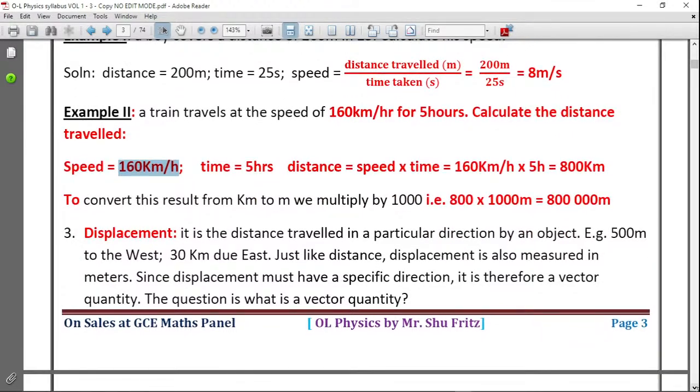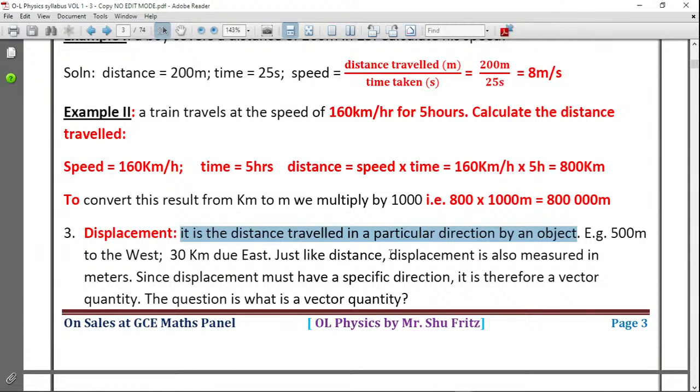Let's look at displacement. We have talked about distance. Displacement is the distance traveled in a specific direction. So if you want to talk about displacement, you talk about a car, for example, or a person moving 500 meters and they give the direction. For example, due west, due east, and so on. So with those expressions added to distance, it gives us what we call displacement.